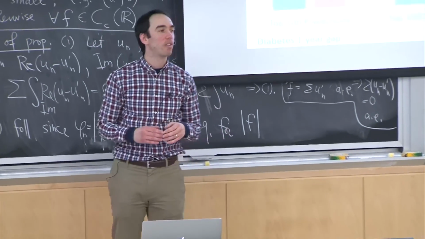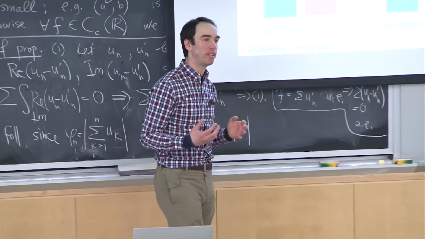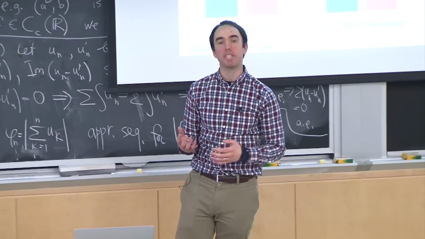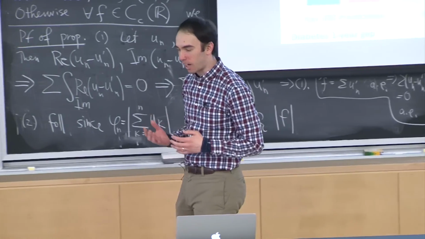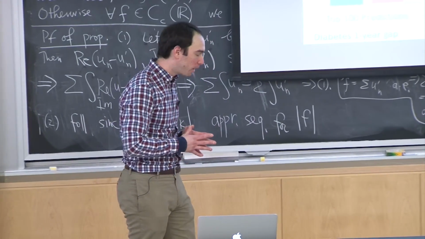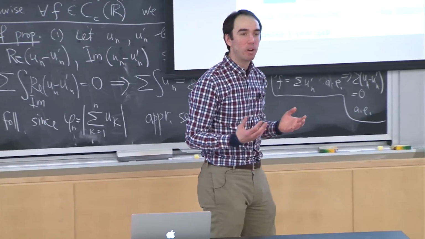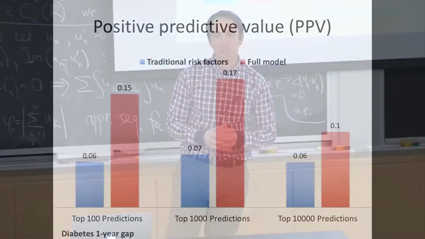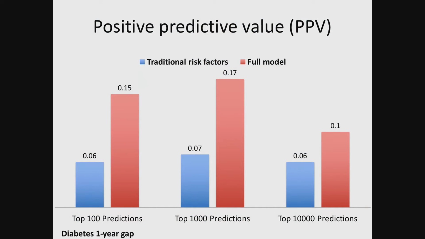So I talked about how the criteria we use to evaluate risk stratification models are a little bit different from the criteria used to evaluate diagnosis models. Here, I'll tell you one of the measures that we often use, called positive predictive value. What we'll do is, after you've learned your model, look at the top 100 predictions, top 1,000 predictions, top 10,000 predictions, and see what fraction of those patients went on to actually develop type 2 diabetes. And of course, this is done using held-out data.